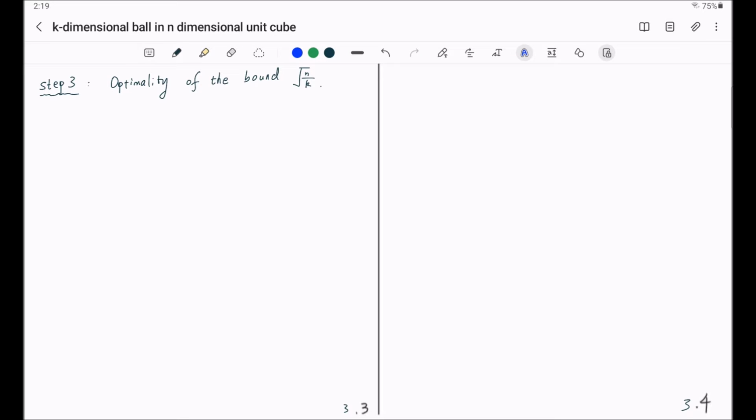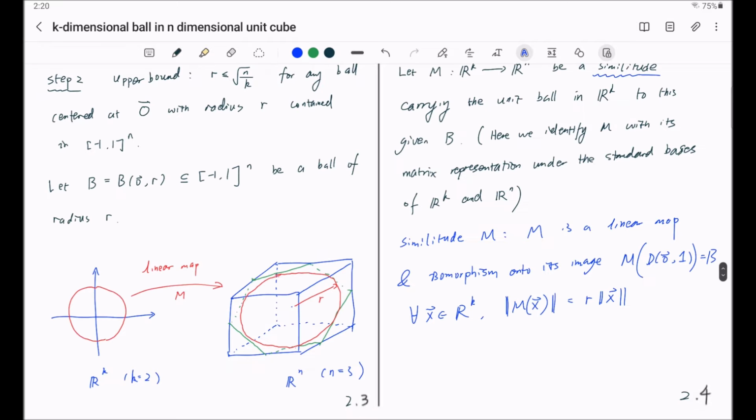Now we move on to our step number 3. In this step, we're going to show the optimality of the bound square root of n over k. Specifically, we're going to show that this number, as the radius of the largest ball in this cube, can actually be attained.